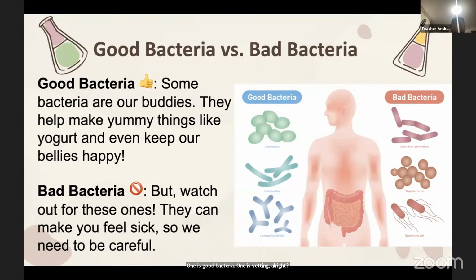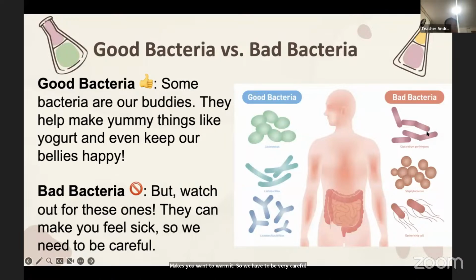Imagine the bacteria are like superheroes with different costumes. Some wear a thumbs up sign because they are good guys. They help to make yummy things like yogurts and cheese, and they keep our stomach happy. However, there are also bad bacteria with a stop sign. These are the bad guys because they are the ones that make you sick, make you want to vomit. So we have to be very careful with the bad bacteria over here.